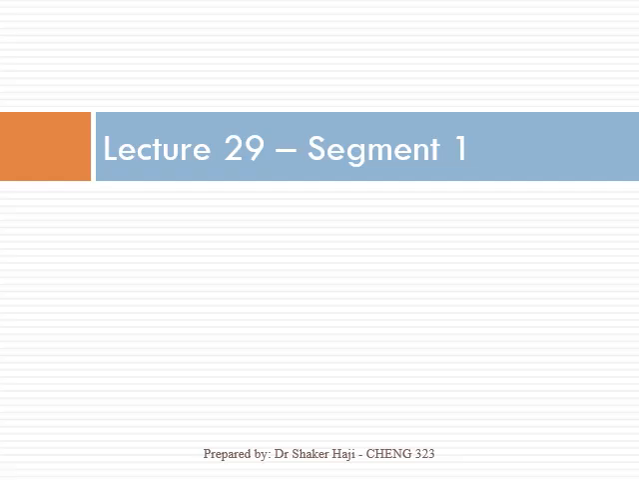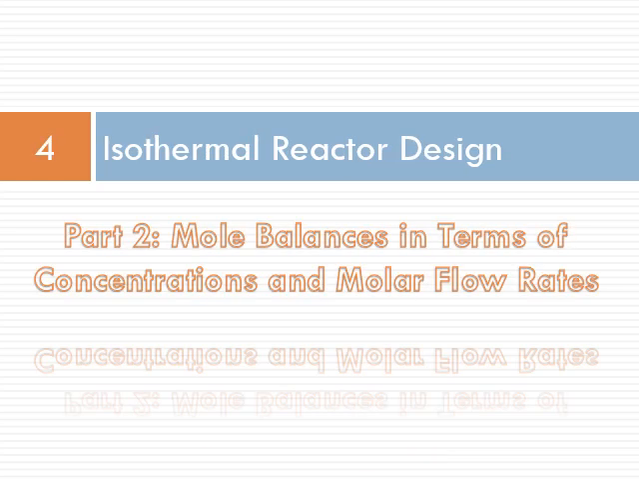Okay, so we are now in lecture 29, where I would like to tell you that we have finished part 1 of chapter 4 already. Chapter 4, as you recall, was divided into two parts. In the first part, we were using mole balances in terms of conversion. In part 2, we're going to use mole balances written in terms of concentrations and molar flow rates.